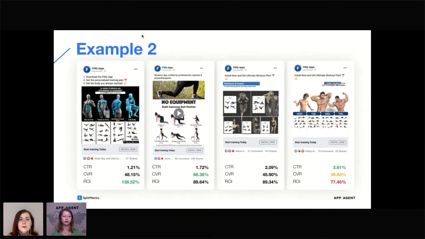And you can see that the difference really is huge in terms of the ROAS as well. And with that being said, I will hand over to Maria for some more examples.